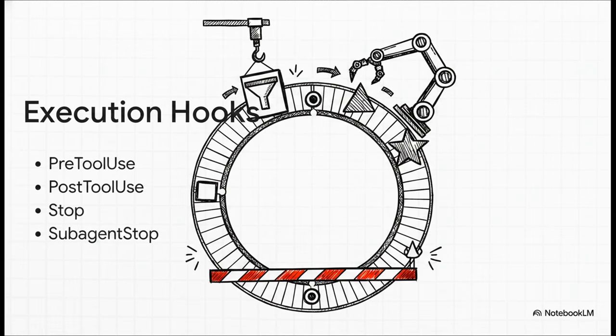You've got a pre-tool use hook, which lets you intercept and block a tool call before it even happens, perfect for enforcing corporate policies. There's a post-tool use hook to mutate a tool's output before the AI even sees it. And then stop and subagent stop hooks let you forcibly halt the React loop. By offering these specific points, you can inject custom policy logic right into the execution pipeline.